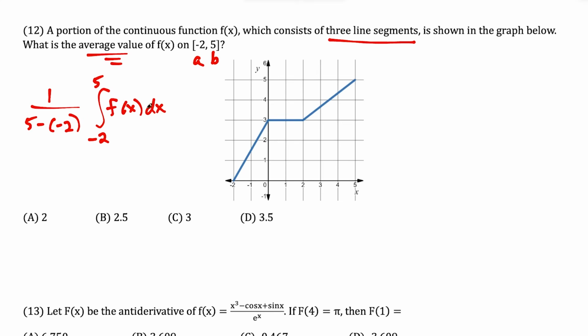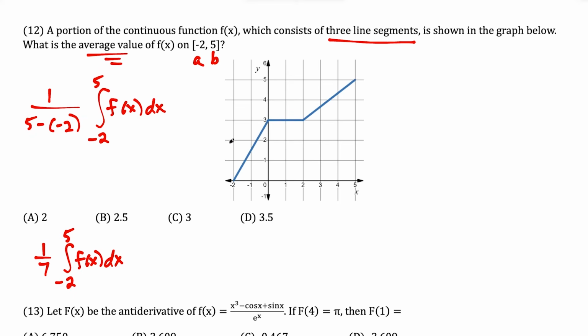For this one here, first we could simplify 1 over 5 minus negative 2 is 1 over 7. So you have 1 over 7 times the integral from negative 2 to 5 of f of x dx. But in this case, we don't have an explicit function for f of x. If you want to, you could write the equation of these 3 lines and then integrate each piece, use the fundamental theorem of calculus 3 times, but that's going to take a really long time to do.